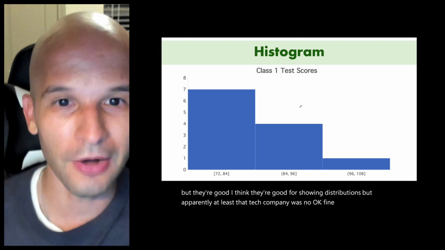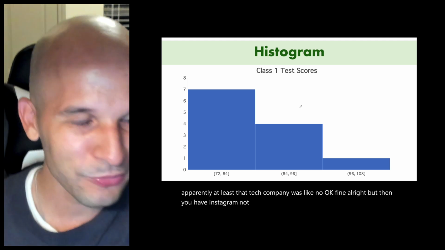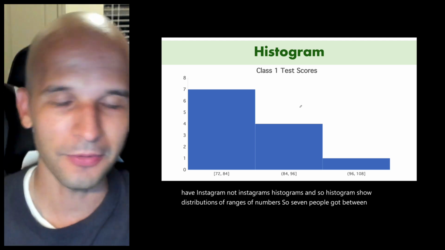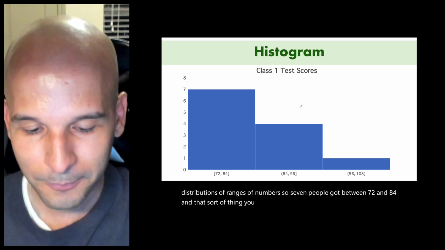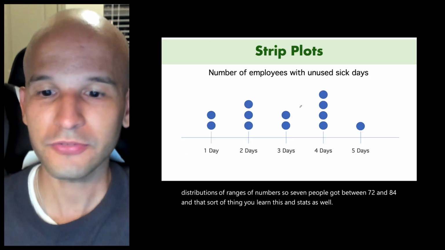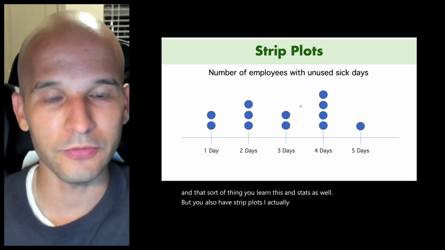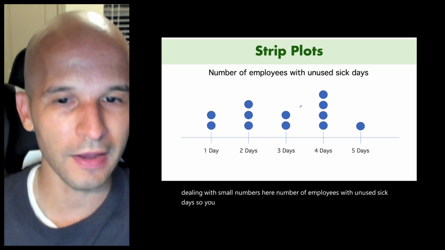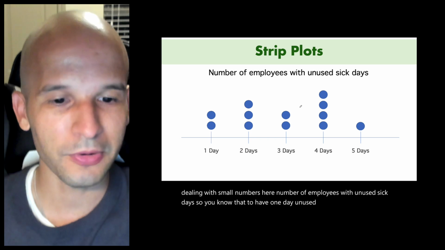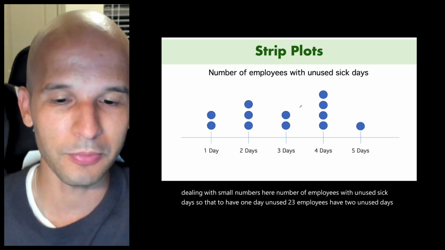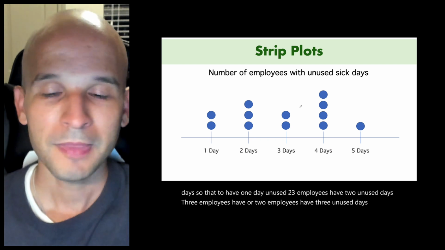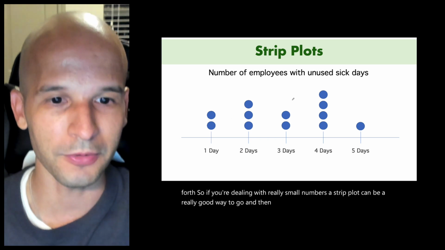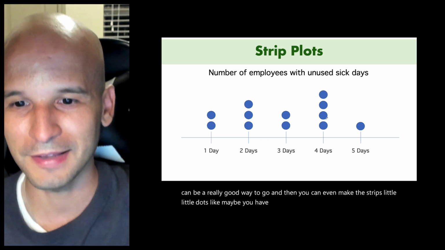But then you have histograms. Histograms show distributions of ranges of numbers. So 7 people got between 72 and 84, and that sort of thing. You learn this in stats as well. But you also have strip plots. I actually kind of like strip plots. If you're dealing with small numbers, like the number of employees with unused sick days, you know that 2 have 1 day unused, 3 employees have 2 unused days, 2 employees have 3 unused days, and so forth. If you're dealing with really small numbers, a strip plot can be a really good way to go. And then you can even make the strips little dots, like maybe you have pictures of the employees and you stack them up or something.